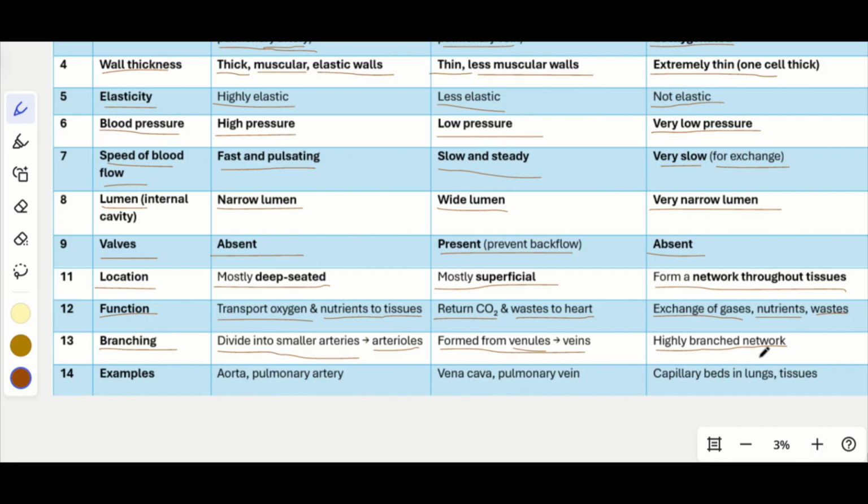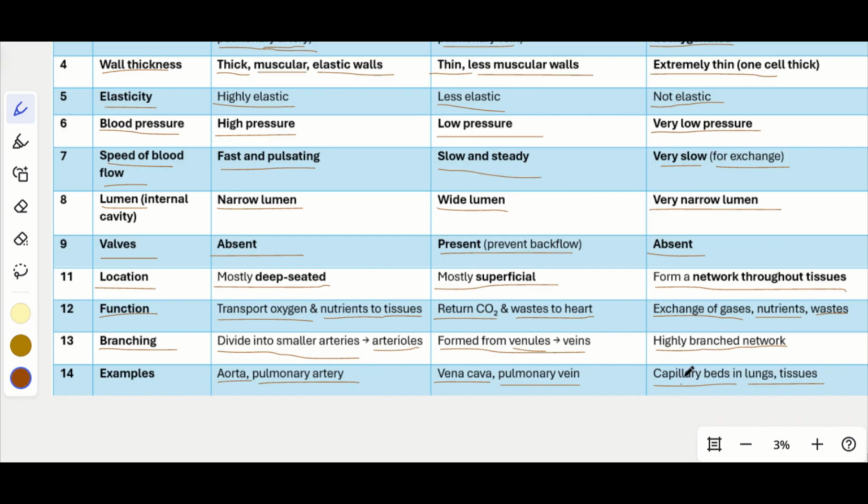Okay. And what are the examples for artery? They are the aorta, pulmonary artery, all these are there. And what about vein? We have the vena cava, both the superior vena cava and the inferior vena cava. And we also have the pulmonary vein. And what about capillaries? Capillaries are plenty, right? It's a lot more than arteries and veins. So we have the capillary beds in lungs and tissues.